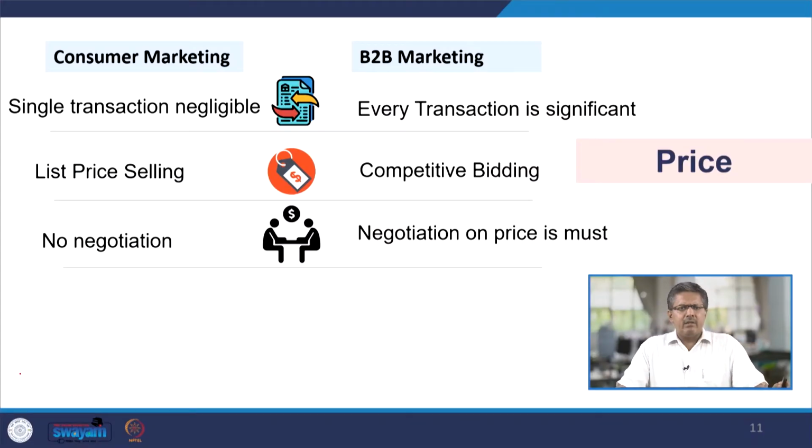No negotiation, as I have already said, and here negotiation on price is a must. Why? What is the reason? Because nobody knows what the right price is of a B2B product. Let us say I am buying a new CNC or a lathe machine, I do not know what its price is, because the price depends on 2-3 factors. One, what the competitors are selling at and at what price, and the other is the parts that I am buying, what is the price of those parts, right.